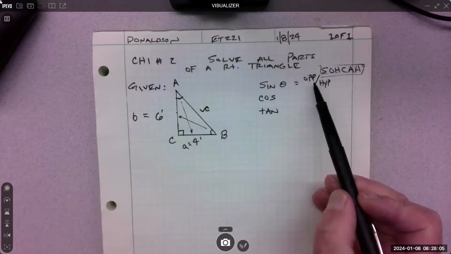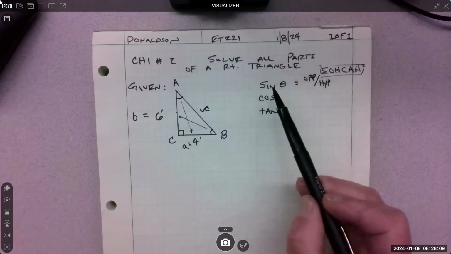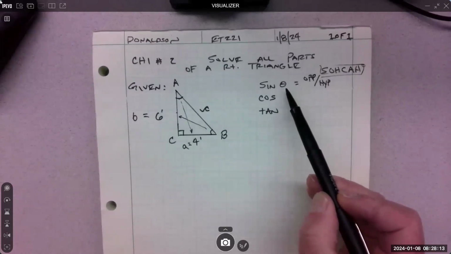side B. So this just sets up the relationship, but it doesn't tell you what sides to use because you haven't put an angle in here. I just put theta in there.